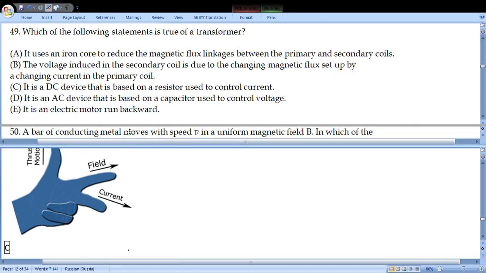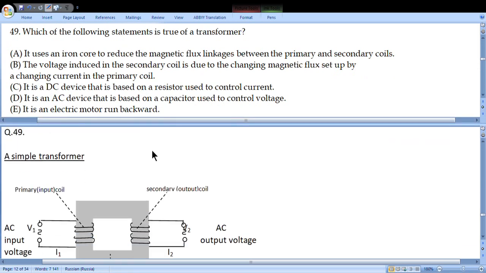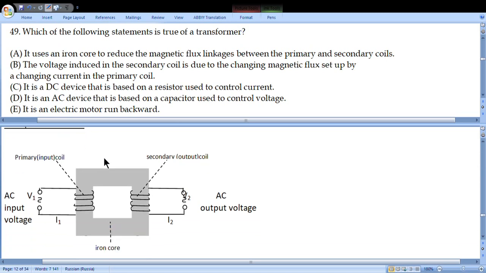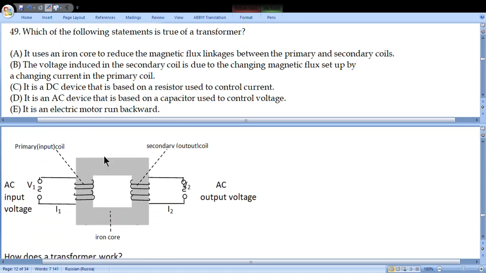Next question is about transformer. Which of the following statements is true of a transformer? Let me introduce transformer to you. A simple transformer consists of two main parts, two coils: primary coil and secondary coil.